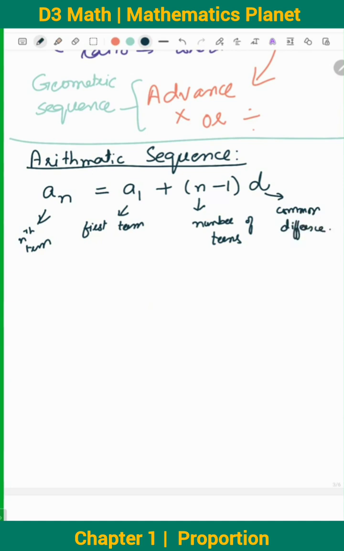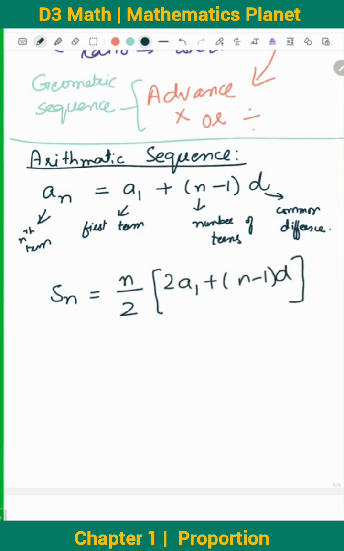Now Sn, how to find the sum of the arithmetic sequence? I think maybe sum is not included in your syllabus in this exercise of the book, but I'm just giving you the formula: Sn equals n over 2 into 2A1 plus n minus 1 into D. N is the number of terms, A1 is the first term, D is the common difference. So if you apply this formula, you can get the sum of any number of terms of the arithmetic sequence.